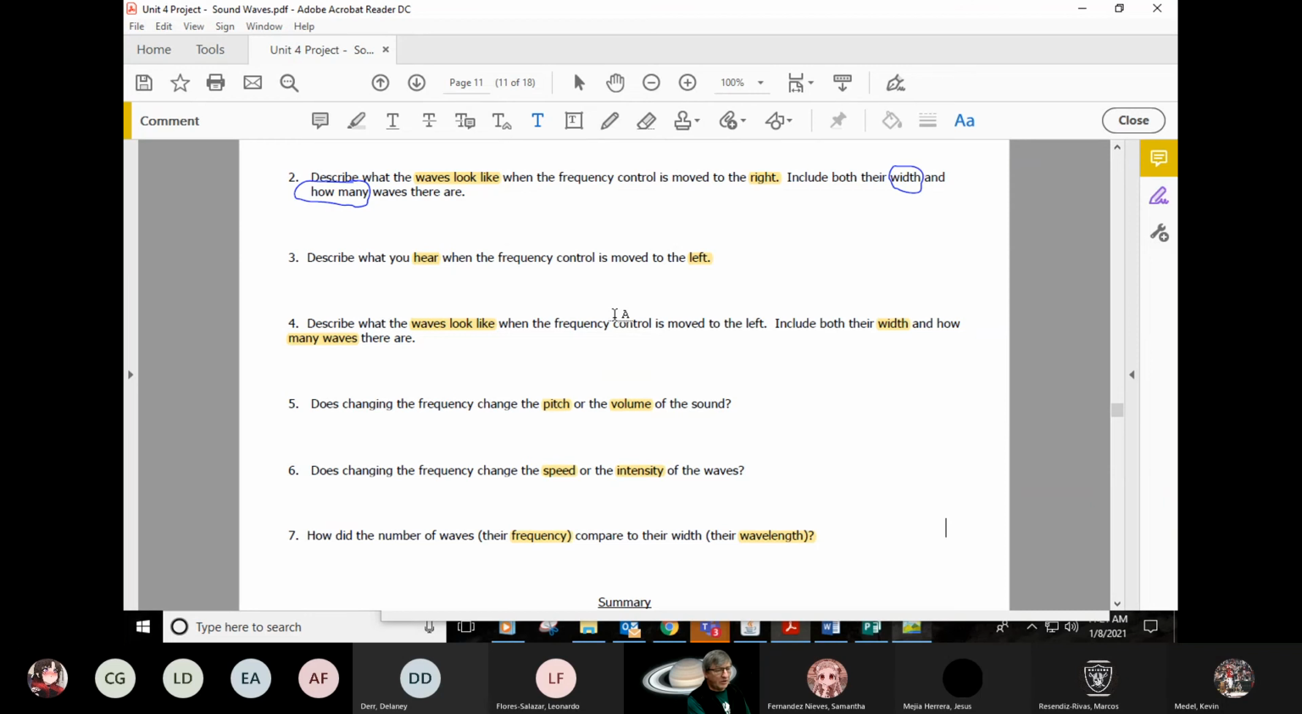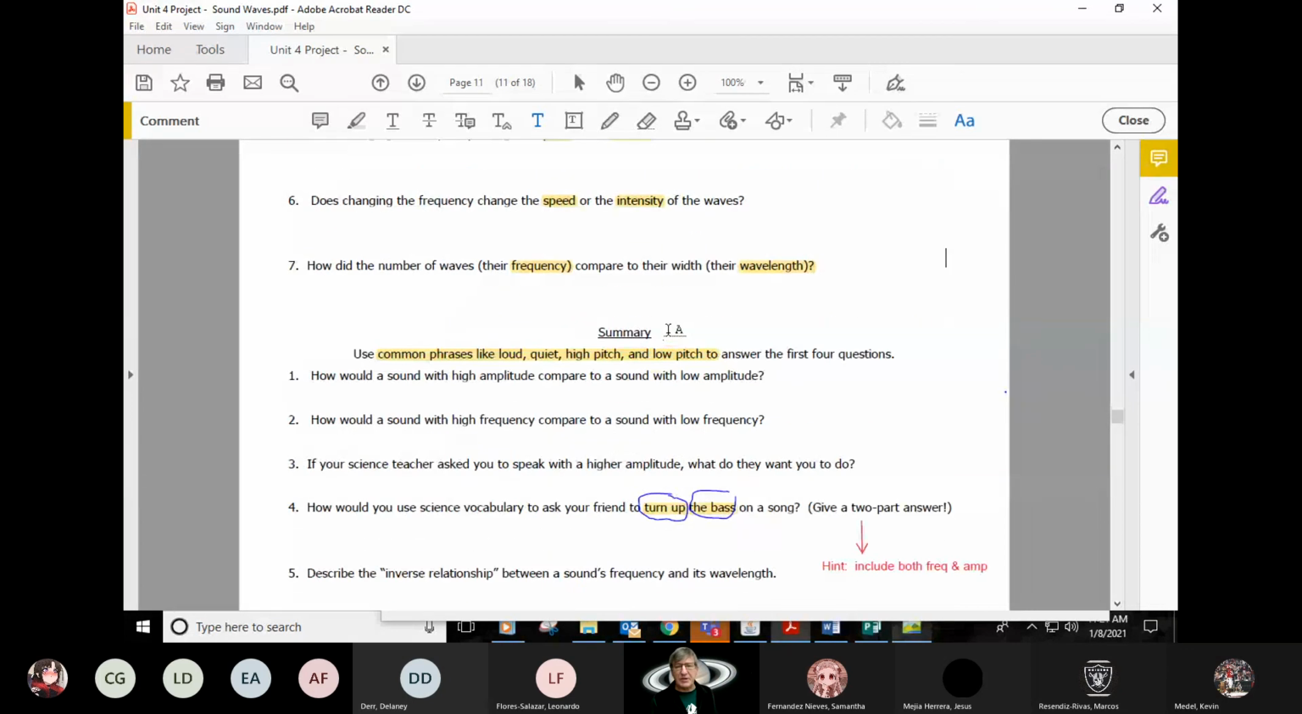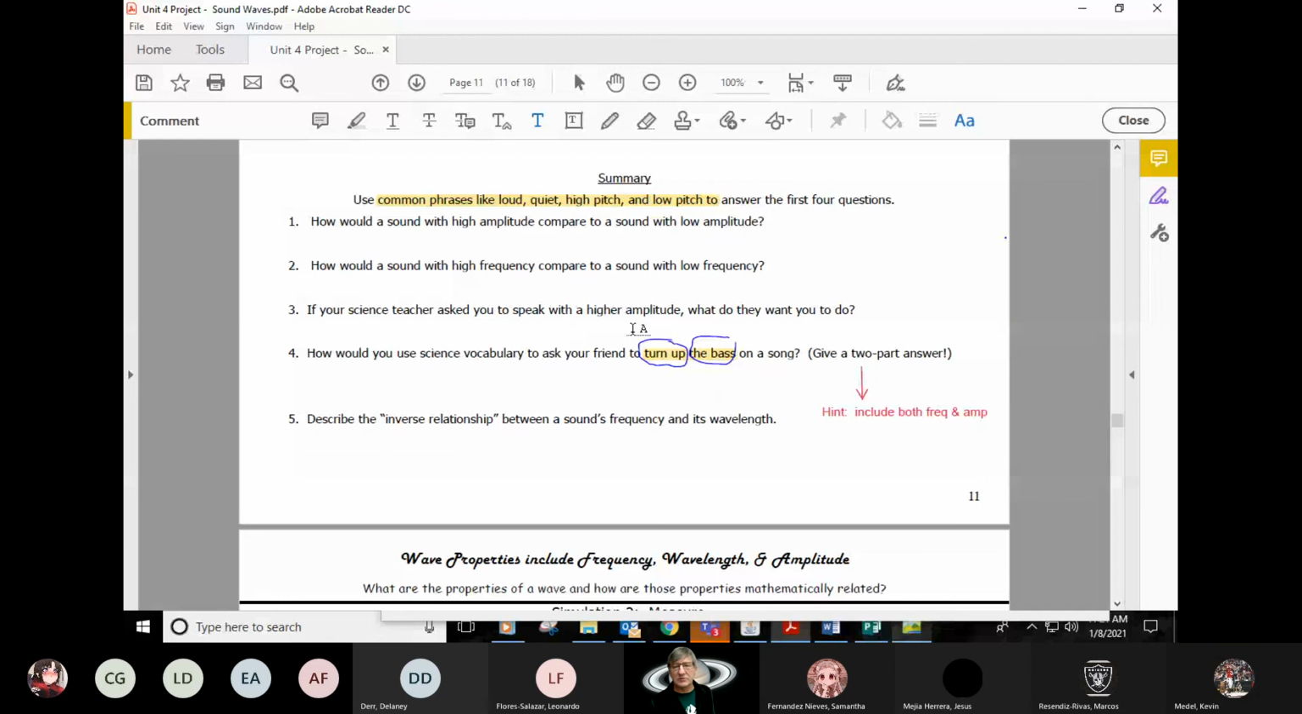Here I'm going to hold the amplitude in one place and I'm going to change frequency. The pitch. So frequency is the pitch. Amplitude is the volume. Right? So what does your teacher want you to do if they ask you to speak with a higher amplitude? Speak louder. Sorry, I can't hear you. Will you speak with a higher amplitude, please?